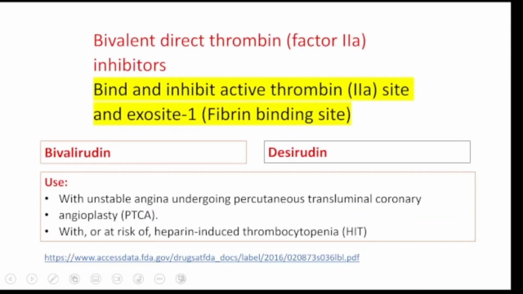Okay, moving to the bivalent direct thrombin inhibitors. These two medications bind to the active thrombin site and also bind to the exosite, which means this exosite may be the fibrin binding site. So this group of medication binds two sites: number one, the active site, number two, the exosite. We have two medications: bivalirudin and desirudin. Desirudin. So what happened there?